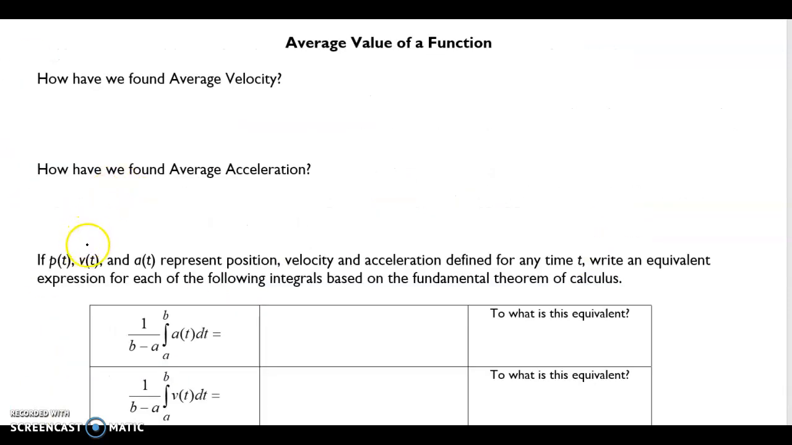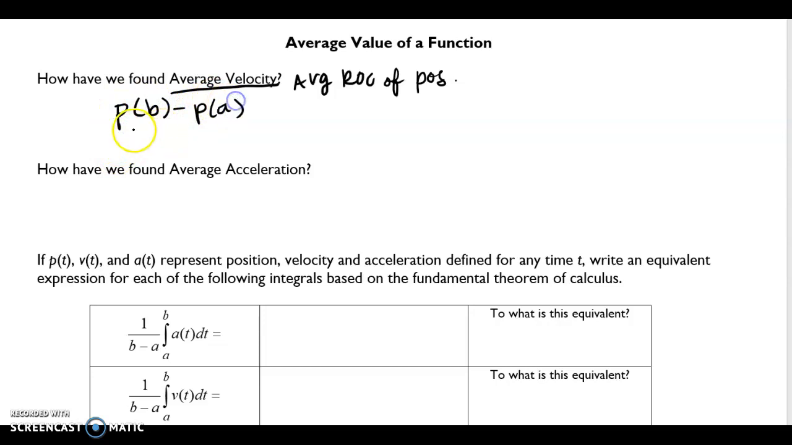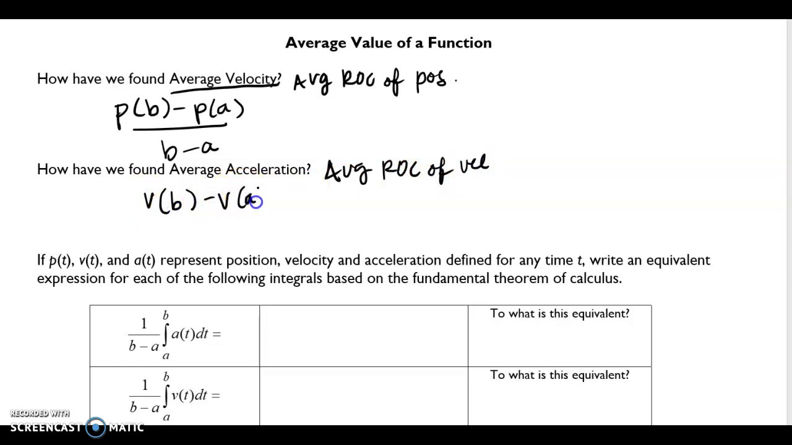So thinking about how we just found average acceleration in the last example, let's remind ourselves how we found average velocity. So remember, that's average rate of change of position. So that would be position at B minus position at A over B minus A. And for average acceleration, that's average rate of change of velocity. So we have velocity at B minus velocity at A over B minus A. Those are equations that we knew back from Unit 3.